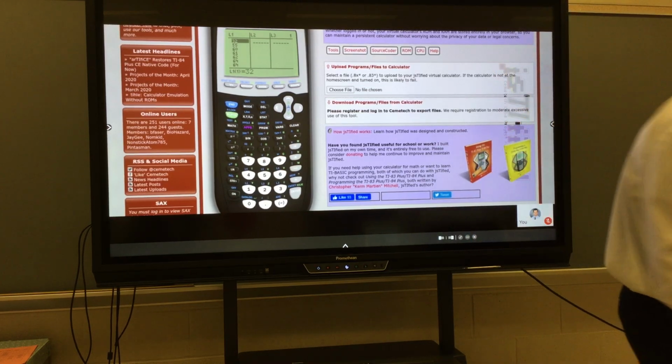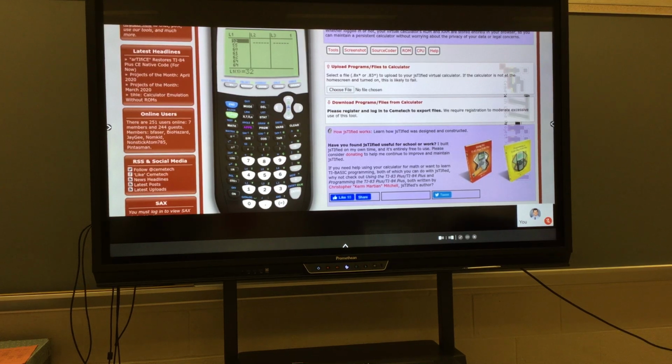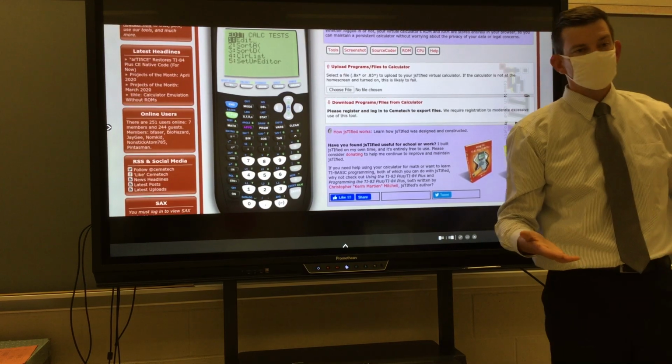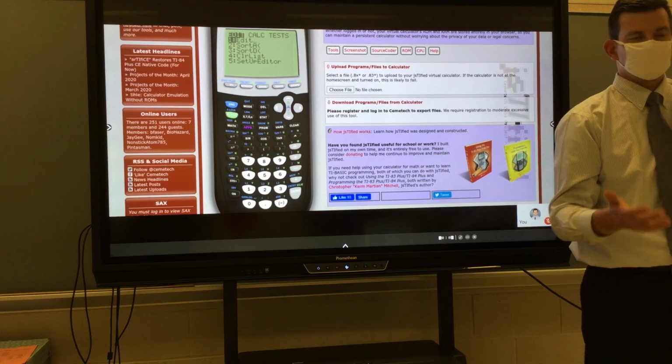Now, once we have our data entered into the list, we're going back to our main screen, and when we press the stat button, couple observations here. Sort A and sort D. That's to sort that list in ascending order or descending order. That would be helpful if we are finding the median by hand, okay? But we're not going to do that.